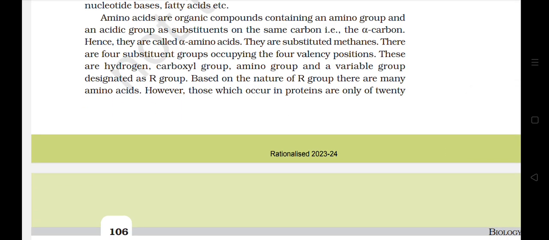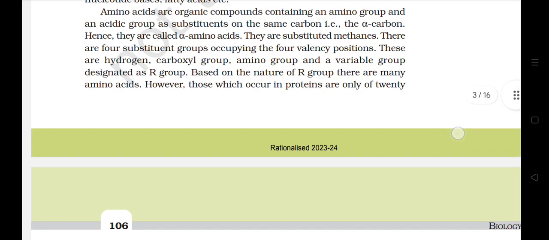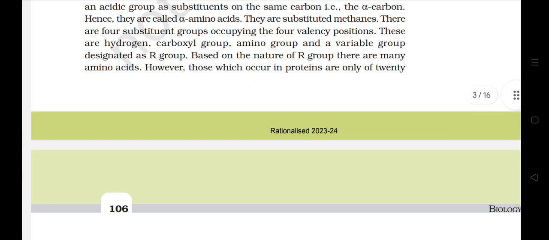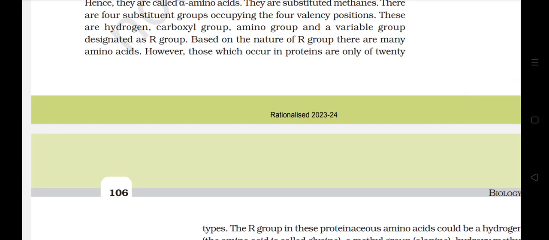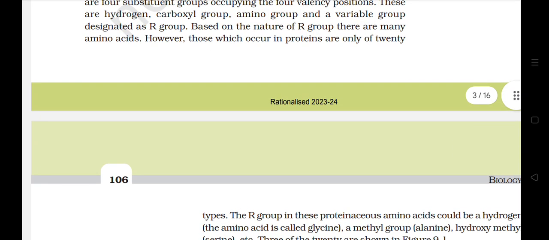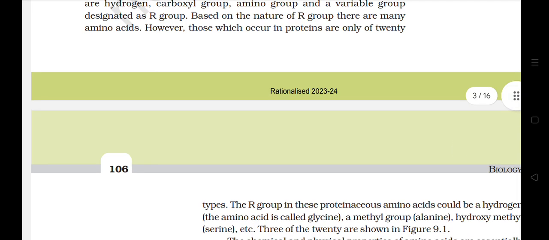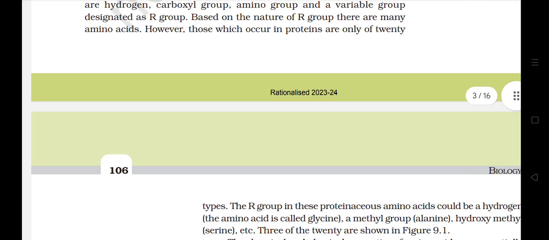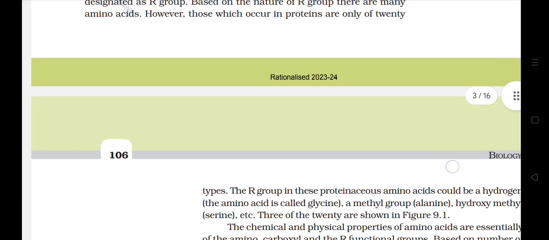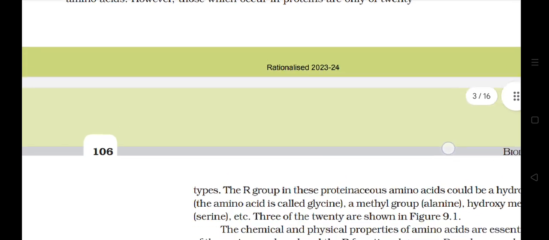Amino acids are organic compounds containing an amino group and an acidic group as substituents on the same carbon. That is the alpha carbon, hence they are called alpha amino acids. They are substituted methanes. There are four substituent groups occupying the four valency positions. These are hydrogen, carboxyl group, amino group, and a variable group designated as R group. Based on the nature of the R group, there are many amino acids. However, those which occur in proteins are only 20.